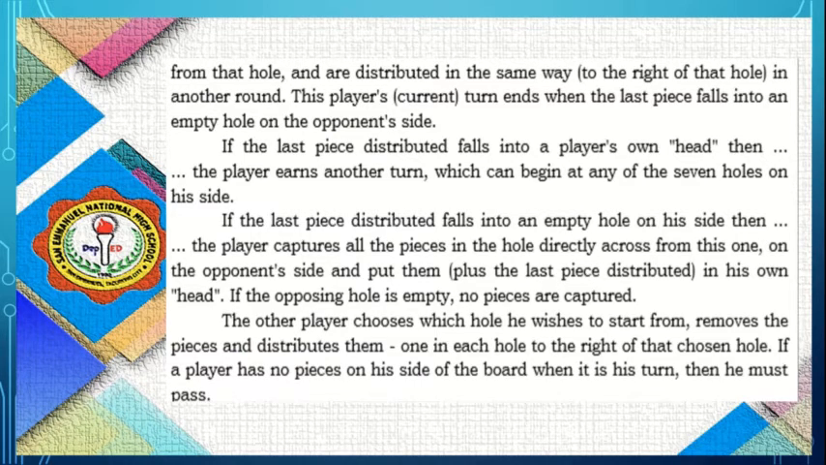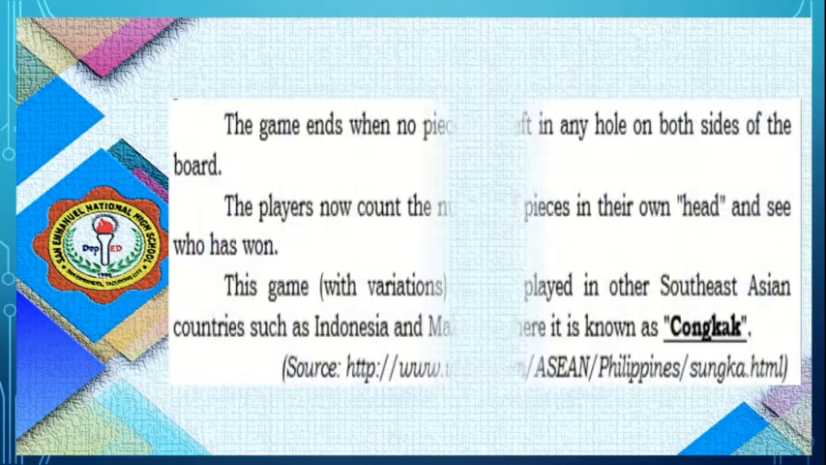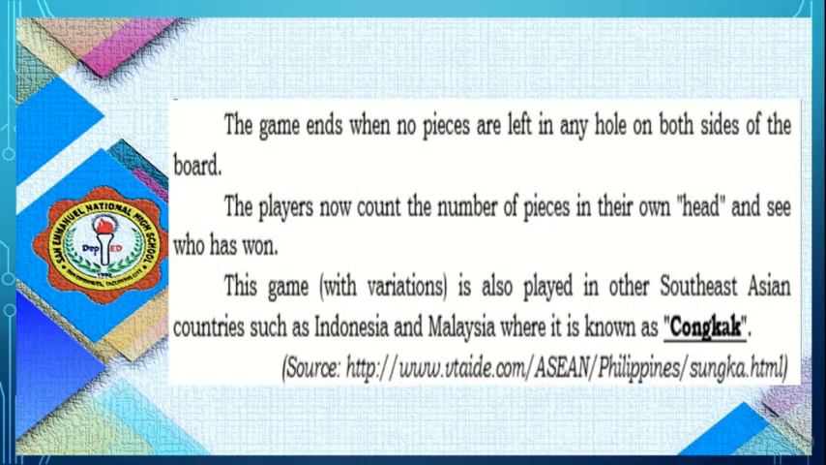one in each hole to the right of that chosen hole. If a player has no pieces on his side of the board when it is his turn, then he must pass. The game ends when no pieces are left in any hole on both sides of the board. The players now count the number of pieces in their own head and see who has won. This game with variations is played in other Southeast Asian countries such as Indonesia and Malaysia, where it is known as Kongkak.